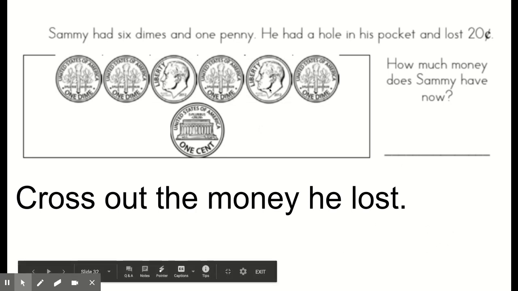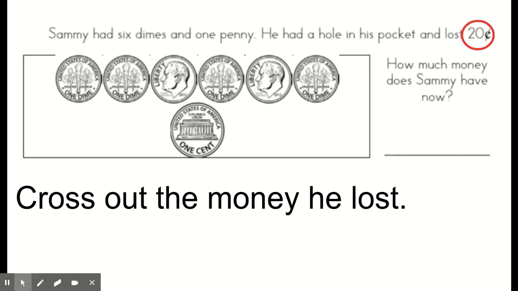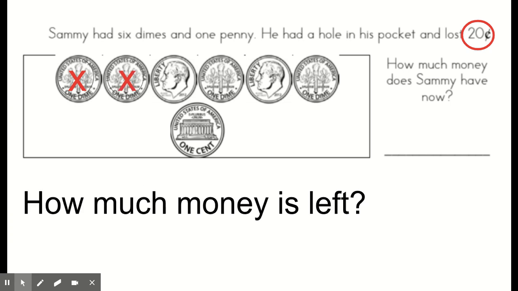So you can think of this as the money that he had. If he lost 20 cents, that means he would have lost 2 dimes. So you cross out those dimes and see how much money he has left. 10 cents, 20 cents, 30 cents, 40 cents, and a penny would make it 41 cents.